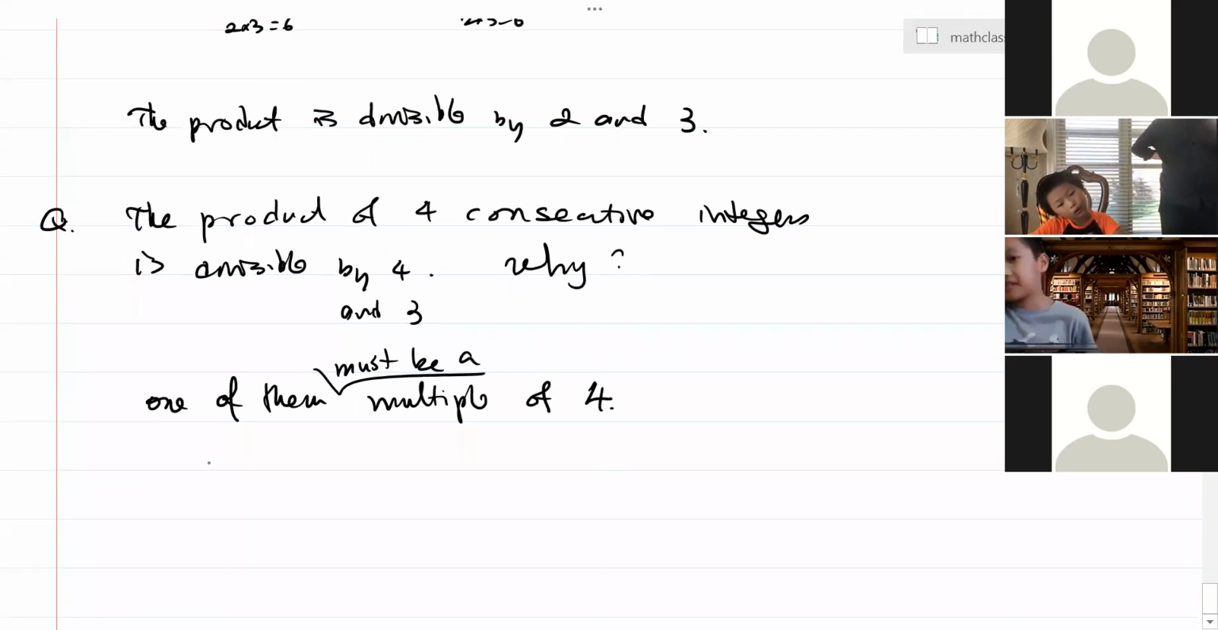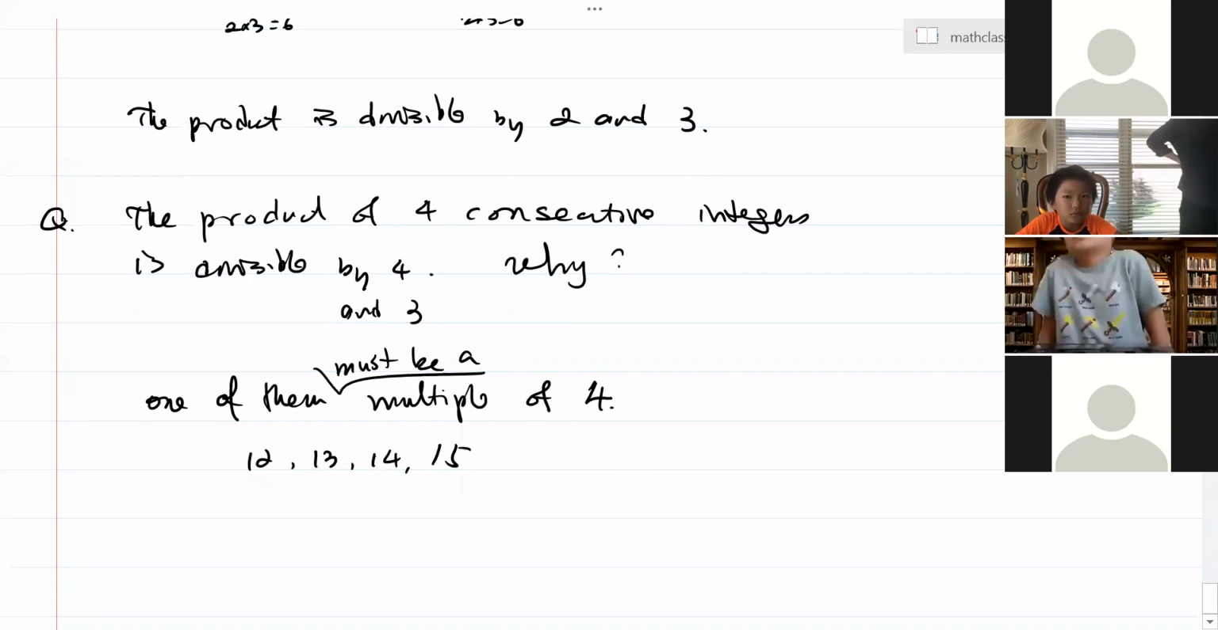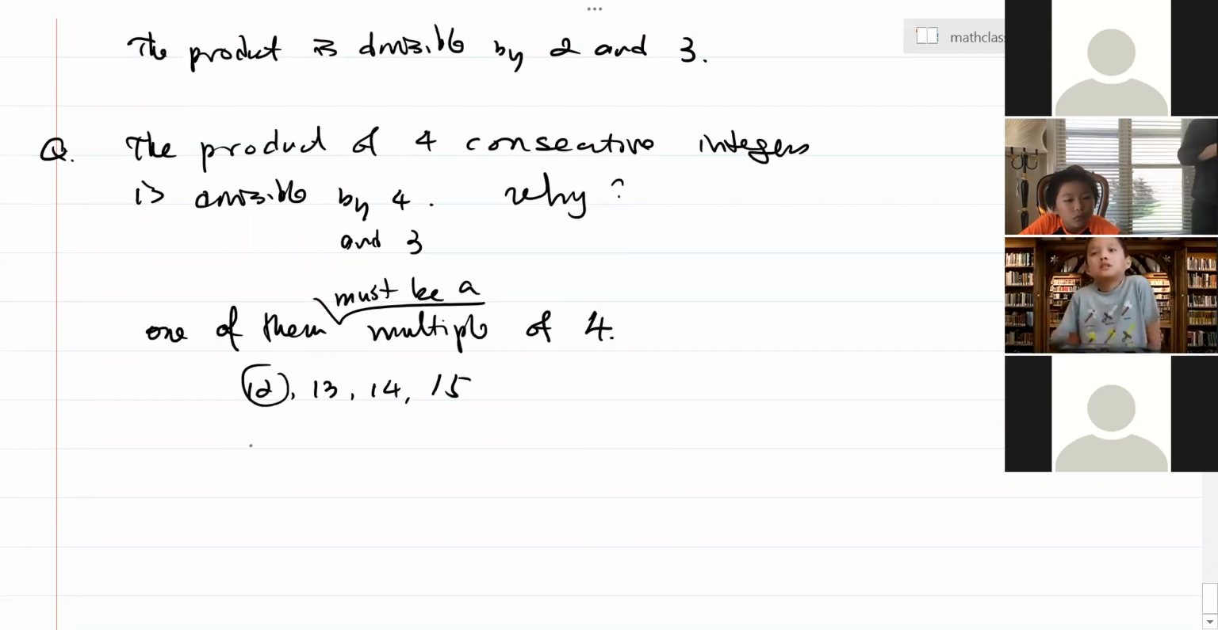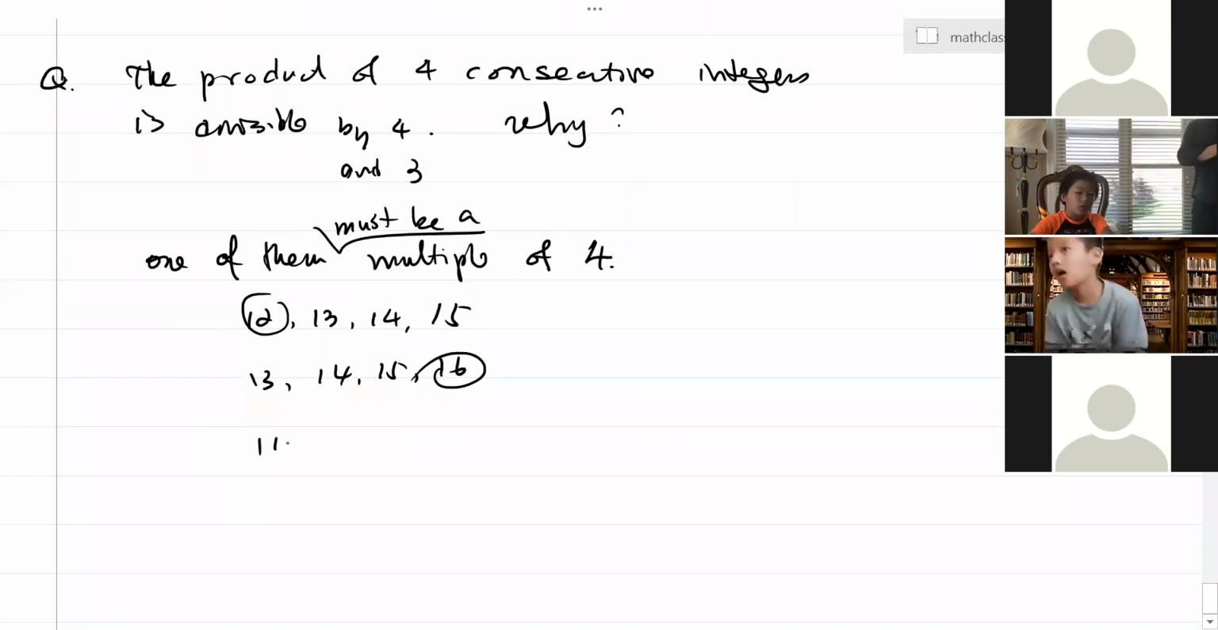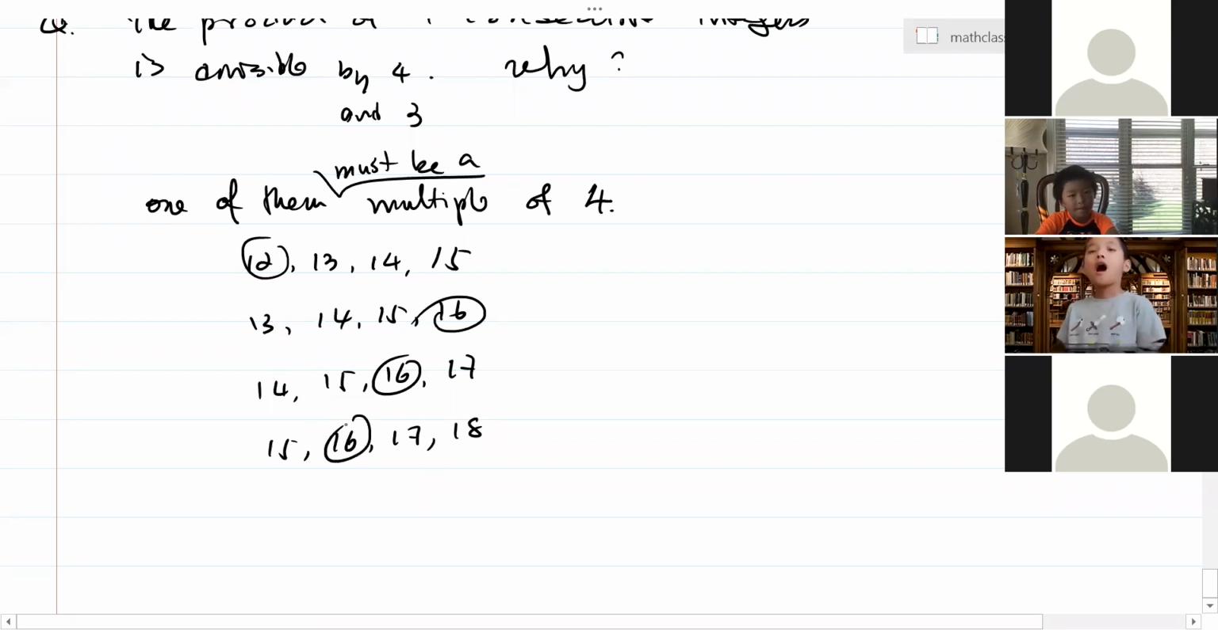So let's take a look at randomly. I pick 12, 13, 14, 15. Okay, so there is one multiple of 4 here. If I begin with 13, 14, 15, 16, then this is a multiple of 4. Then I begin 14, 15, 16, 17. This will be a multiple of 4. Then I have 15, 16, 17, 18, and still this one is a multiple of 4.